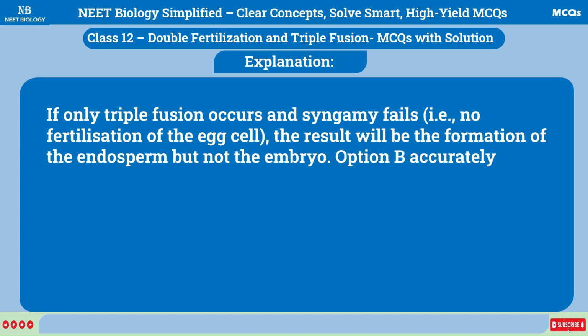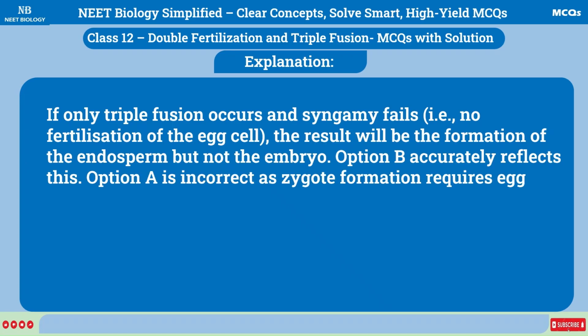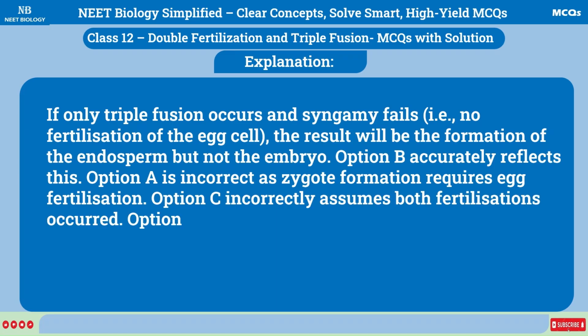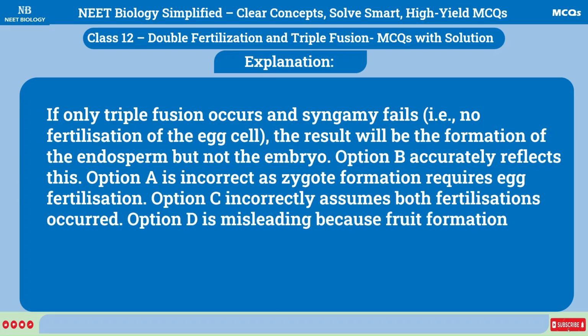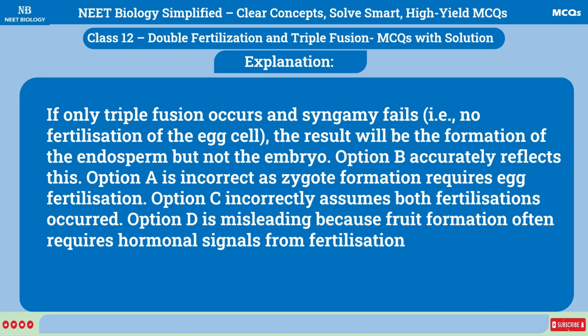Option A is incorrect as zygote formation requires egg fertilization. Option C incorrectly assumes both fertilizations occurred. Option D is misleading because fruit formation often requires hormonal signals from fertilization, and its enhancement is not guaranteed in such conditions.